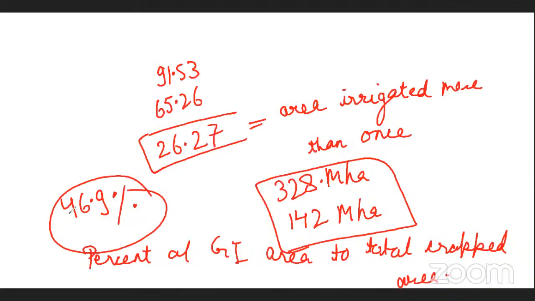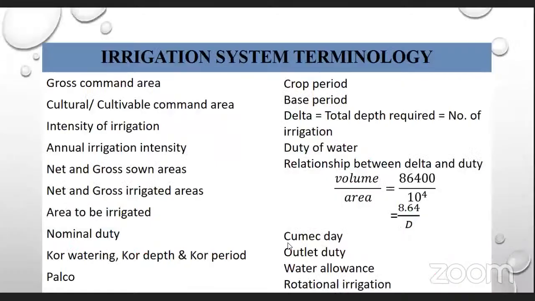Now we should move further. Now over here we have this cumec day. Let's see what the cumec day is. The cumec day is the quantity of water flowing for one day at the rate of 1 cumec. Okay, can anyone tell me? I have described this also. What is a cumec?